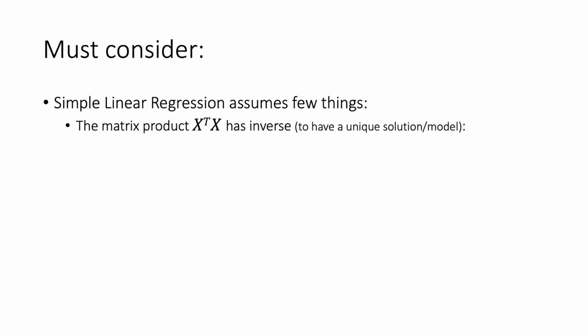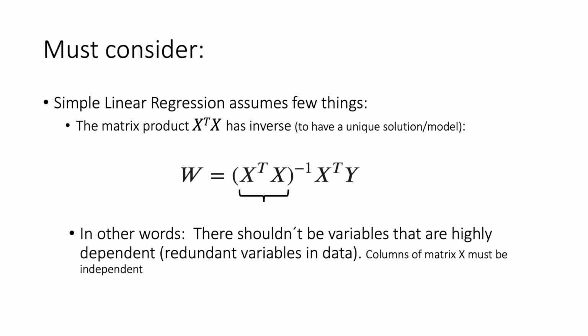Besides that, simple linear regression assumes that the matrix product x transpose times x has an inverse. Why? Because the equation to find w assumes that this product has an inverse. In other words, all the columns in x must be linearly independent, because if there is any redundant column, meaning a redundant variable in our input variables, that product is not going to have an inverse, and then we're going to end up with infinite solutions instead of one solution.